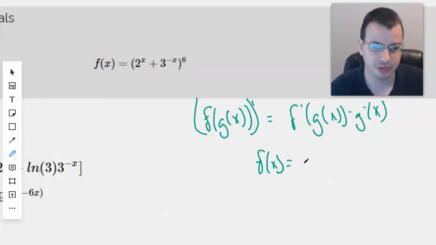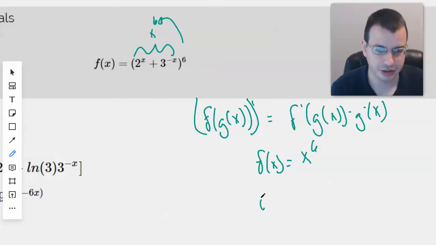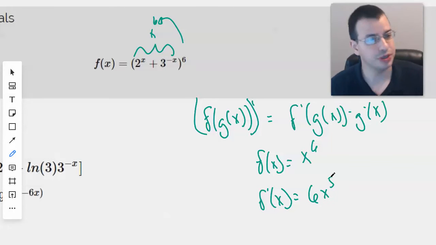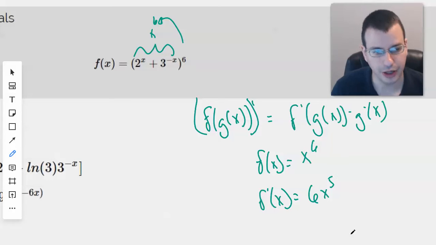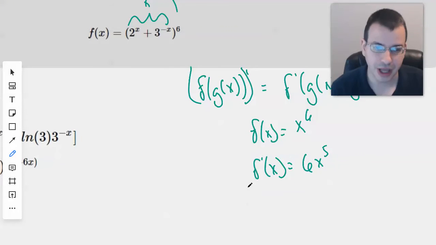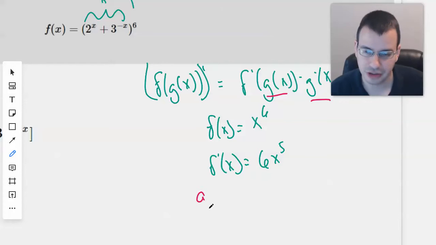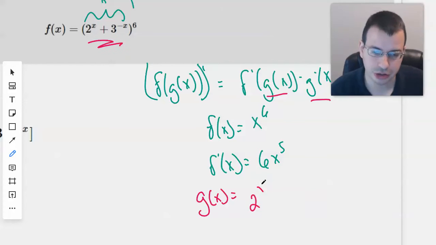So in this case, f of x will be x to the sixth. So what we're saying is this right there is x, that's the 6, x to the sixth. So f prime of x would be 6x to the fifth. We just bring the exponent down and then subtract 1 off of the original exponent. Now, though, we need to find out what g prime of x is. And we should probably state what g of x is as well. g of x is that guy in the middle, so 2 to the x plus 3 to the minus x.